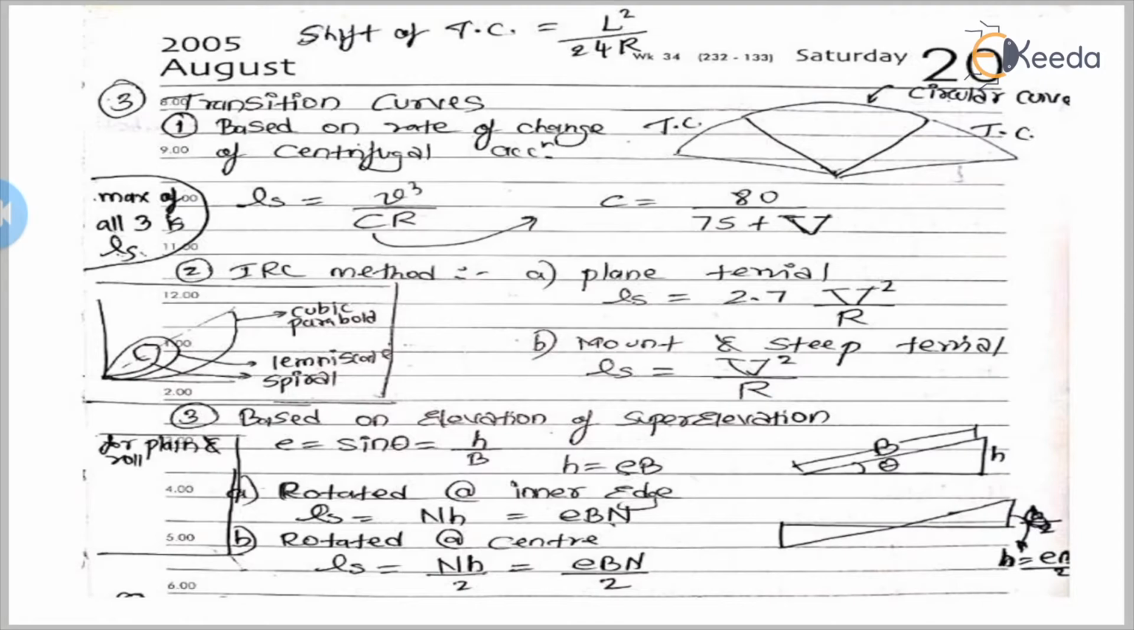The second is the IRC method. The IRC method is divided into 2: plain terrain and mountainous or steep terrain. Plain terrain has a formula of Ls is equal to 2.7 V square upon R. Here V is in kmph and R is in meter. And for mountainous and steep terrain, Ls is equal to V square upon R. And the third is based on superelevation.